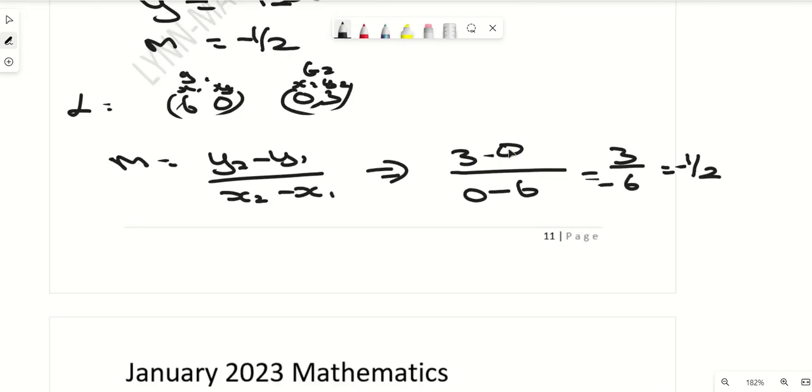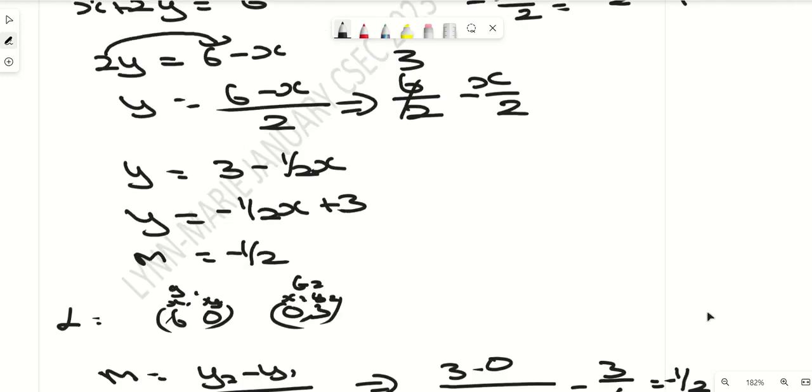I would go more with the second method here because it's a lot shorter. All you have to do is just get the coordinates and just use the formula. I just used this one because I realized that they gave me my equation already.